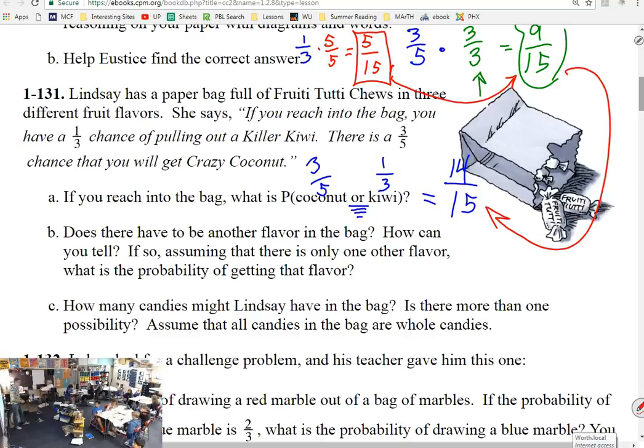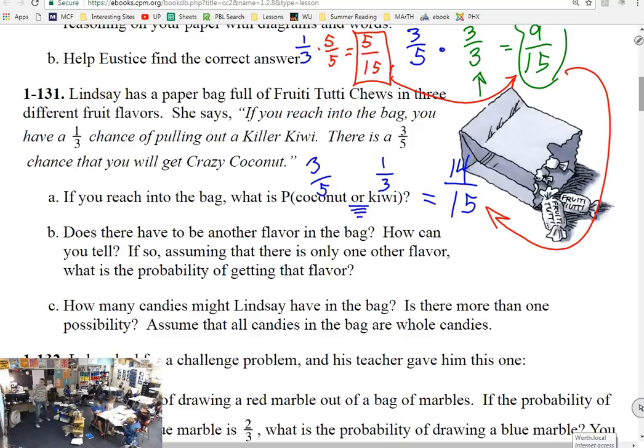Aha! You have to have portion sizes that are equal. It's hard to think about when we talk about probability versus portion size, so always think about a pizza or a spinner or something like that. The slices have to be equal sizes, not thirds and fifths. So then B goes on to say, are there other colors in the bag?